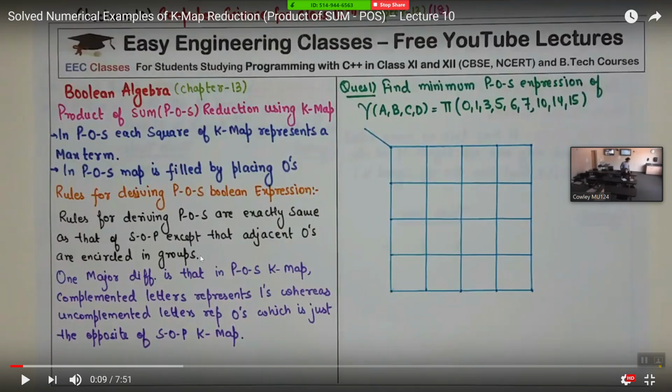Again, that's what I'm emphasizing to you. Instead of focusing on the ones, we focus on the zeros. One major difference is that in the POS K-map, complemented letters represent ones, whereas uncomplemented letters represent zeros, which is just the opposite.